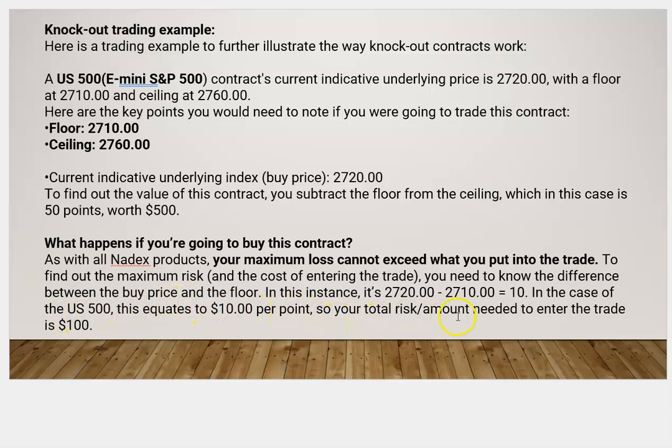So your total risk amount needed to enter the trade is $100, right? Because you have 50 and 50 is 500, so 10 would be 100. So that would be your risk if you wanted to buy this particular instrument. And on this knockout that had a window 27.10 to 27.60, which is a total of 500 points, once again, depending on where you buy it, is going to increase or decrease your risk. The closer you buy to the floor, the less risk you have, right? The closer you buy to the ceiling, the more risk you have. And it works the other way if you're selling it as well, right?